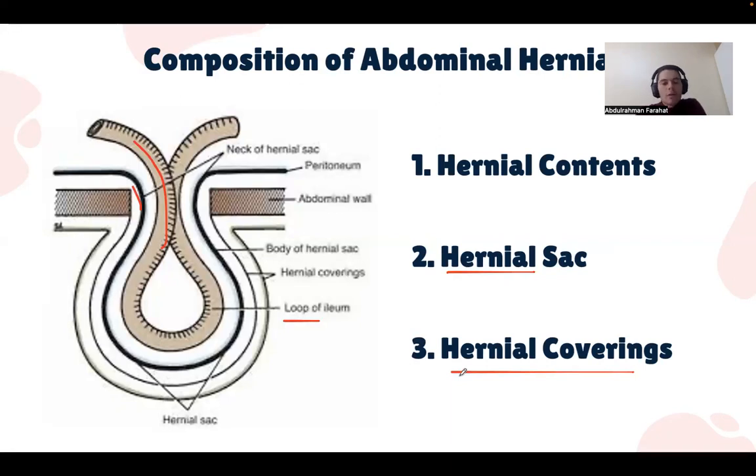Finally, the hernial coverings. When the hernia starts forming and pushes the peritoneum, remember the 10 layers, it also starts pushing the 10 layers of the body. So it's the skin, the Scarpa's fascia, the deep fascia, and so on. These structures also get pulled with the hernia itself. It pulls on the anterior abdominal wall and forms this layer around the peritoneum, and so these are the hernial coverings.